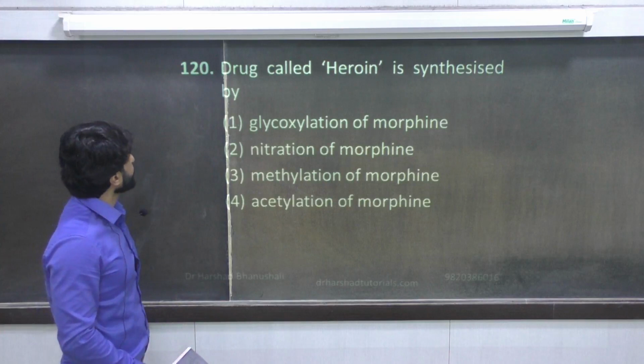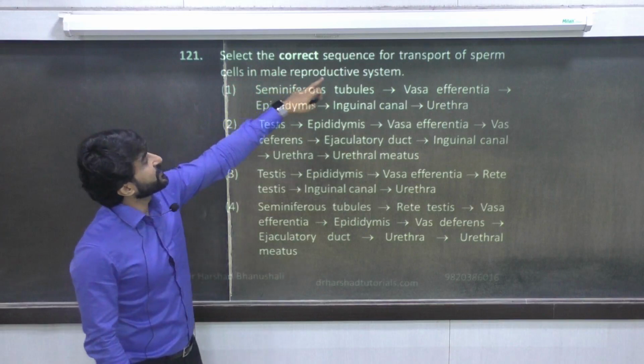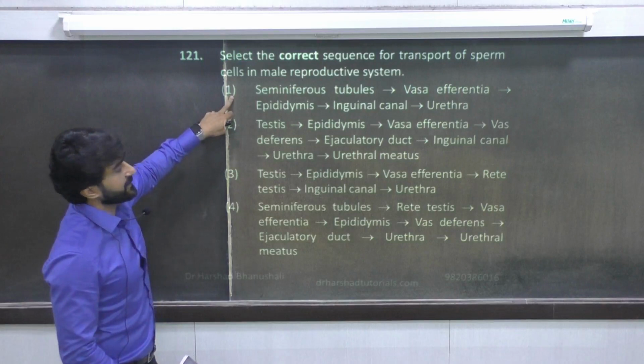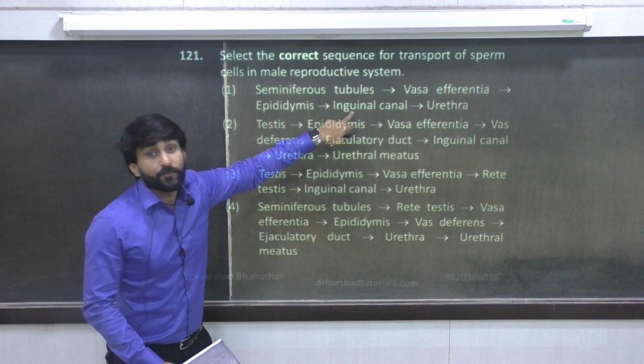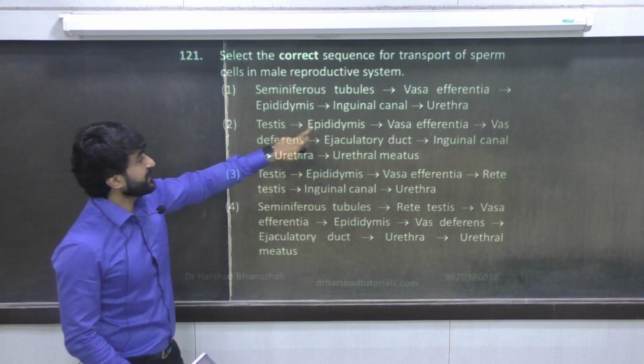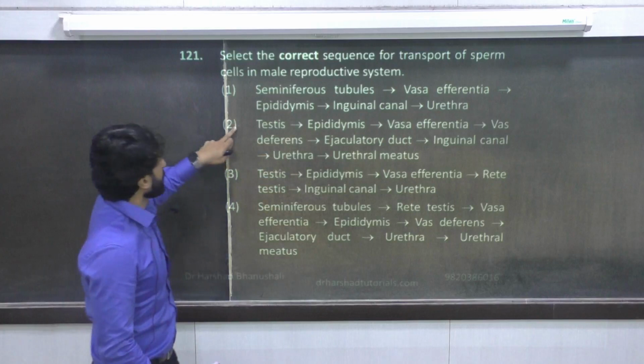Yeah, this is question number 121. Select the correct sequence for the transport of sperm cells in the male reproductive system. Now, if you see the first statement, it says seminiferous tubule, vasa efferentia, epididymis, inguinal canal. Sperms do not move through the inguinal canal, so this is a wrong statement. You see the second statement, testes, epididymis, vasa efferentia, vas deferens, here again, inguinal canal. Wrong statement. You go to the third statement, inguinal canal. Wrong statement again.